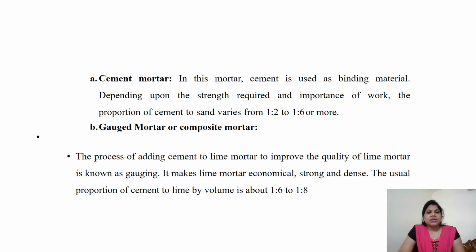In this mortar, cement is used as the binding material, depending upon the strength required and the importance of work, and the proportion of cement to sand varies from 1:2 to 1:6 or more. It is the general mortar which you use for construction purposes, that is cement mortar. Here the proportion varies from 1:2 to 1:6, and cement is used as the binding material.